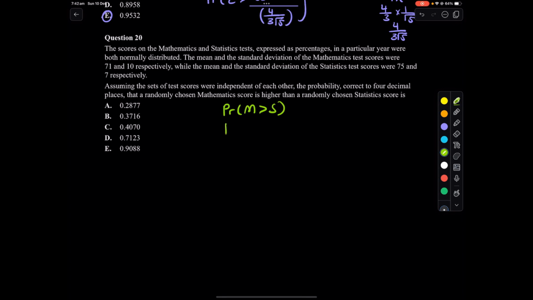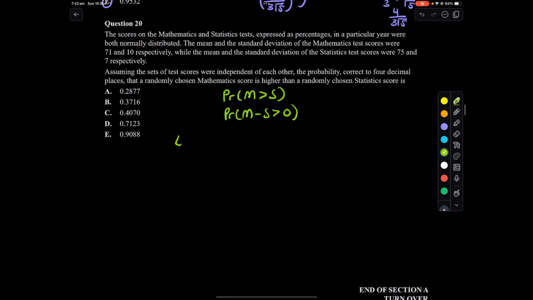So we can rewrite this as M minus S greater than 0. So we need to find the mean and the standard deviation of this. To do that, it's very easy. The expected value of M minus S is just the expected value of M minus the expected value of S. The expected value of M, the mathematics test, is 71, minus the expected value of the statistics, which was 75. Hence, that's going to be -4.